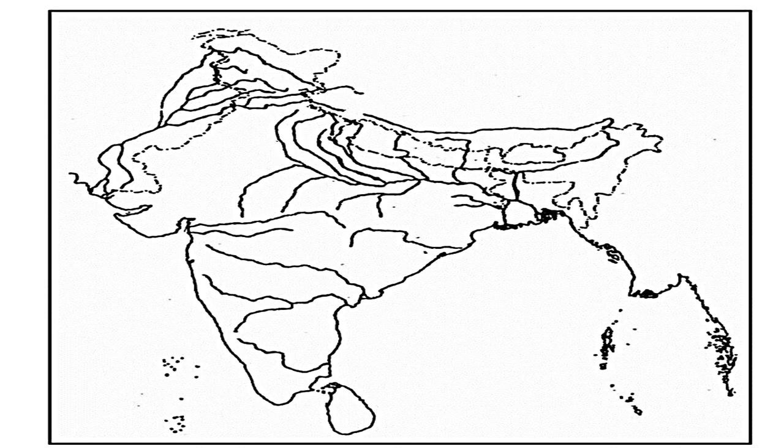I'll start with South India. First river is River Kaveri. Labeling should be done at the upper curve of the river. Second is Tungabhadra River. I have used arrow to label the river. Third is River Krishna. Fourth is River Godavari.